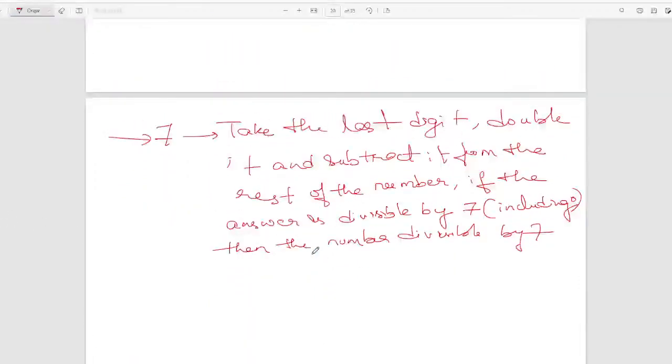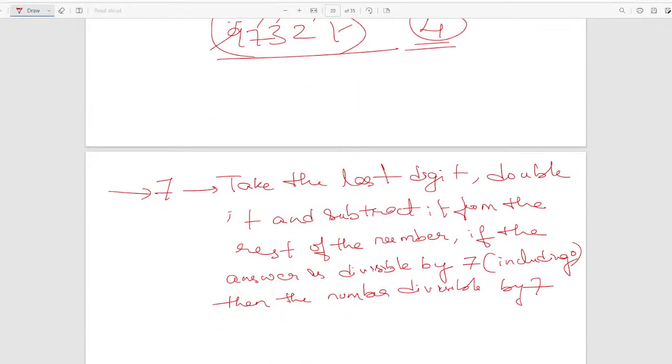So for example, we'll take the example here. Let's take the number 84. If you want to check whether this number is divisible by 7, what we have to do is take the last digit, that is 4. We have to double it, so 4 2s is 8.